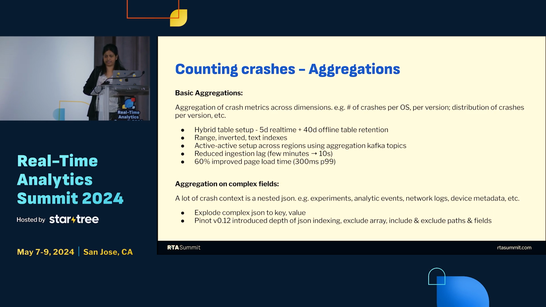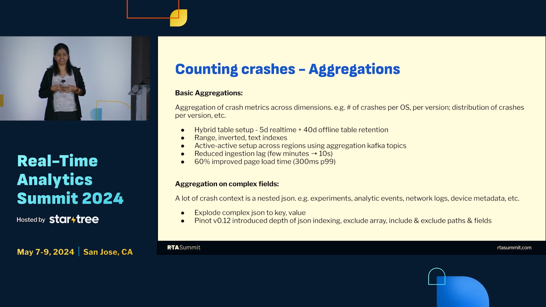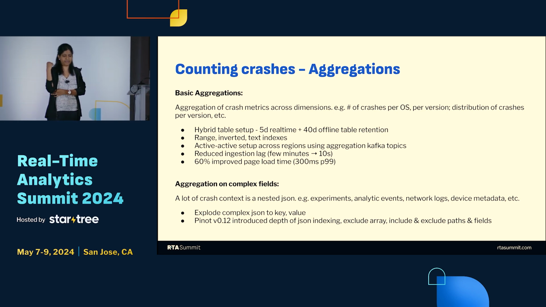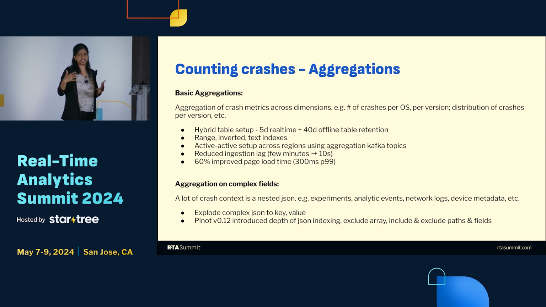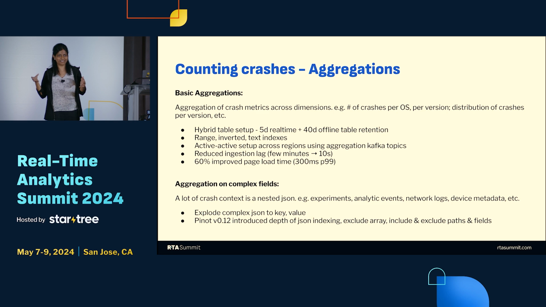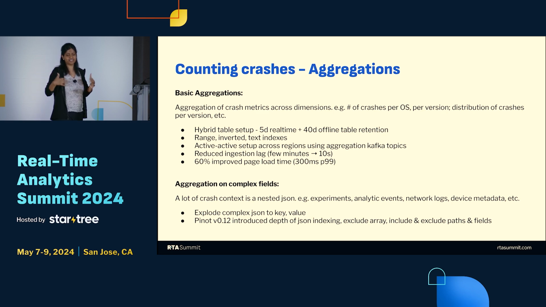Even for basic aggregation of crash metrics across dimensions, such as number of crashes per OS, version, distribution of the crashes, etc., we again went with the hybrid table setup and applied a wide range of indexes. This is one of the most powerful features of Pinot, I believe. There is a lot of customization you can do with the indexes, and it drastically reduces your query latencies, which is a huge game changer.